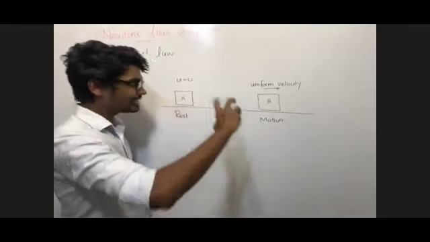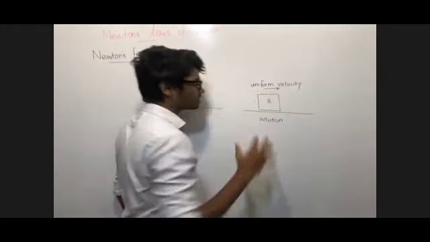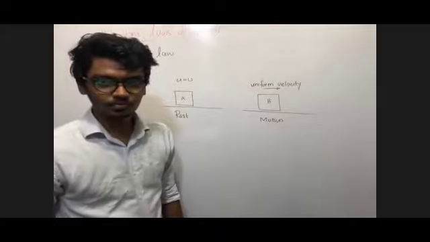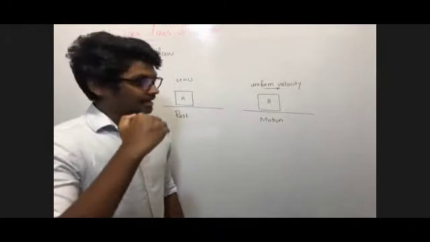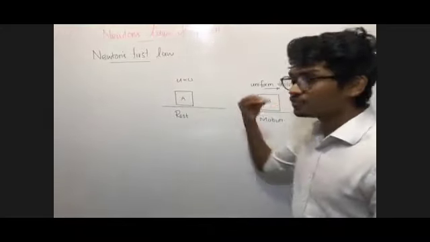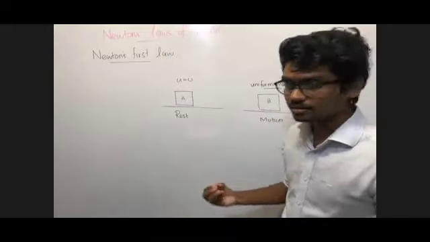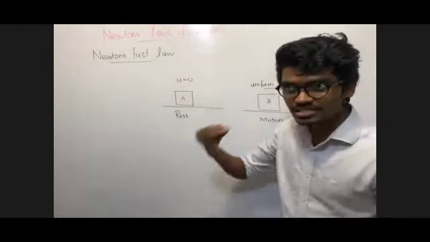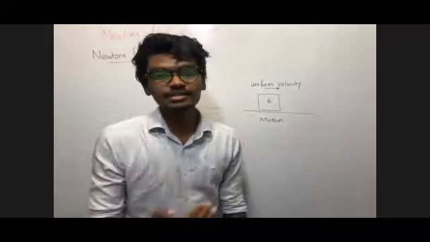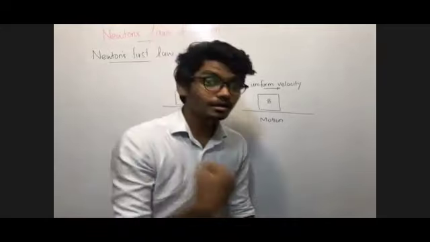If an object is either at rest or in motion, and if that motion is a uniform velocity motion, it is said that these objects will not change their state of motion, unless you apply an external unbalanced force.